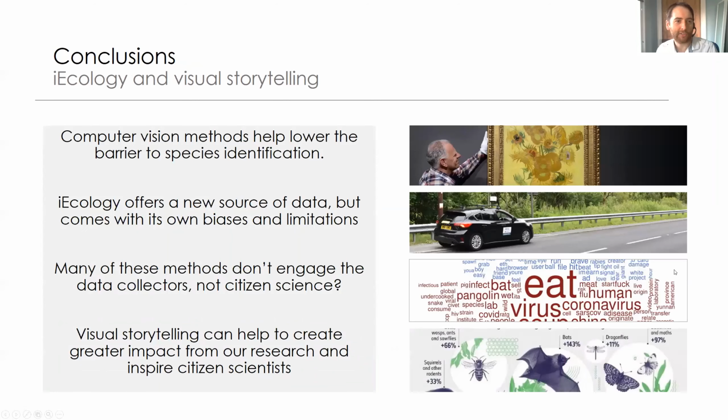So I think I have a final slide here, just to wrap up on that whistle-stop tour of the eco-informatics and visualization work that we've been involved in. So computer vision methods, as we've heard from other talks already, are a great way to remove barriers to species identification and get more people engaged. Also a good way of collecting data from social media, but there are big biases that we need to understand, because these data sets are not collected with this intended purpose in mind.